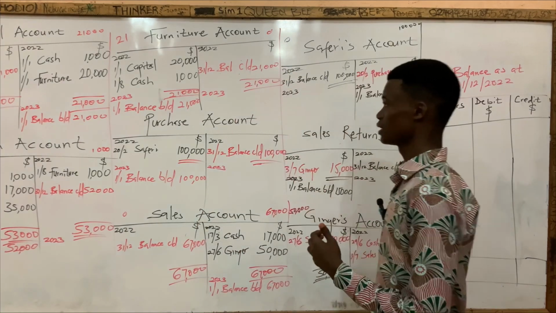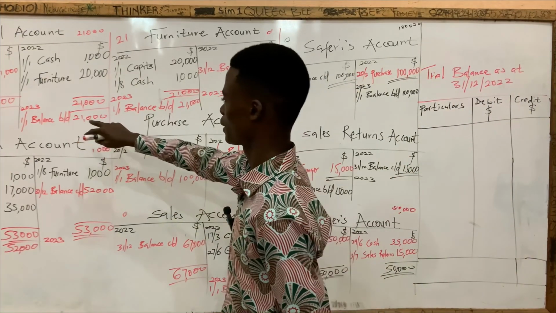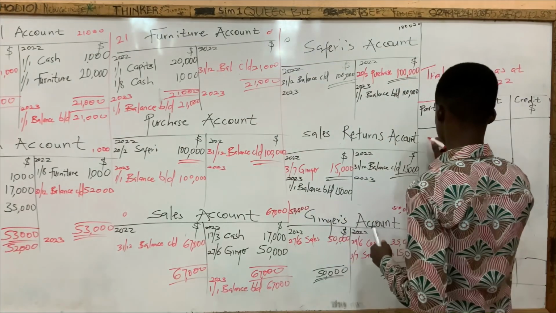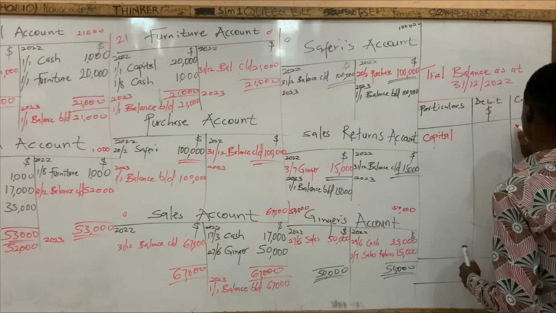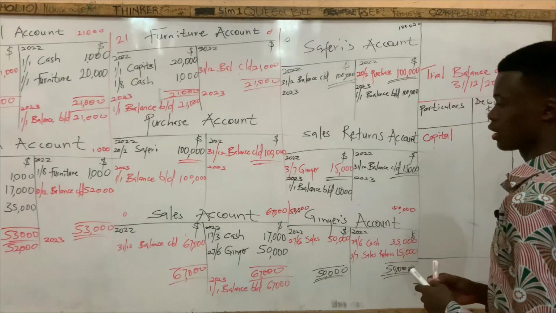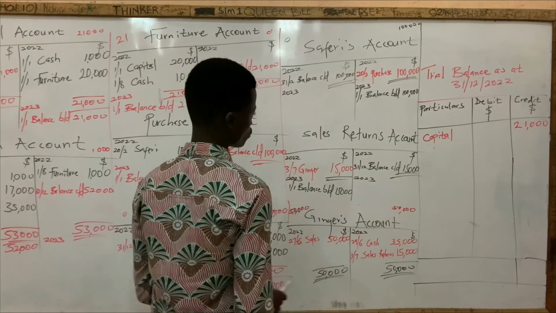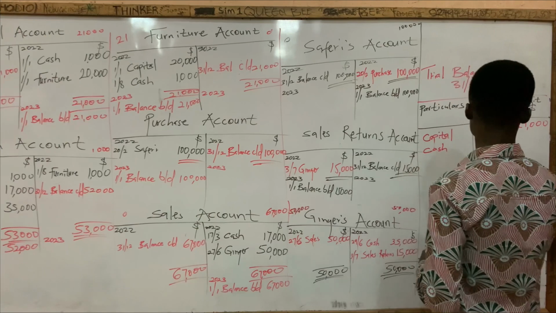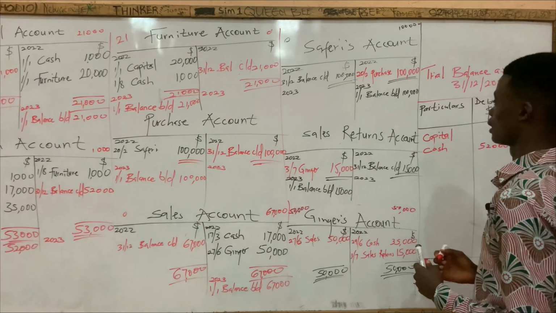So firstly, let's begin with the capital account. Our capital account is having a credit balance of $21,000. So we will write capital under the particulars and $21,000 on the credit side of the trial balance. Also, our cash account is having a debit balance of $52,000. So our cash will be written under the particulars and $52,000 under the debit side of the trial balance.